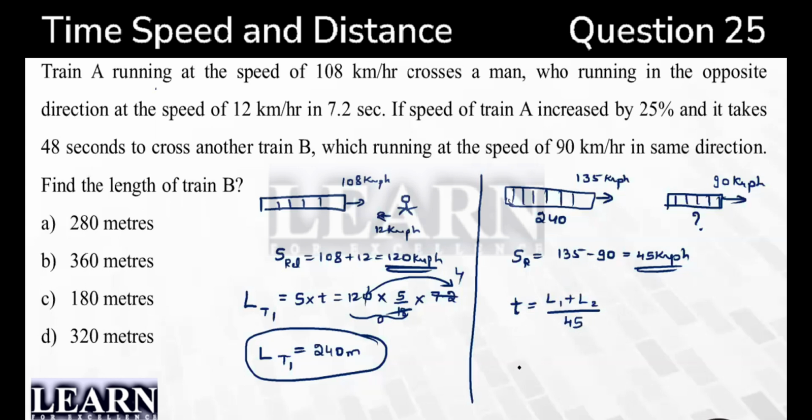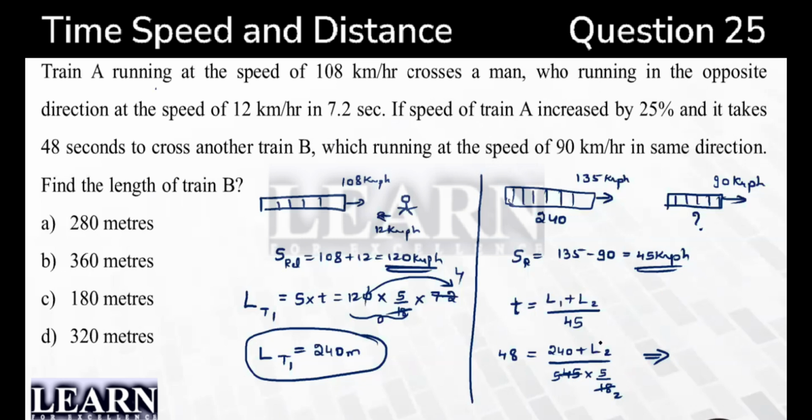Okay, so I'll just make a note of the units here. It is 48 seconds equals L1 is 240 plus L2 is not known, divided by 45. This is kilometer per hour. I need to write it into meter per second, 5 by 18. Right? Solve this, you will get the value of L2. So I can say 9 2 times and 9 5 times. So I'll be left with 25 by 2.